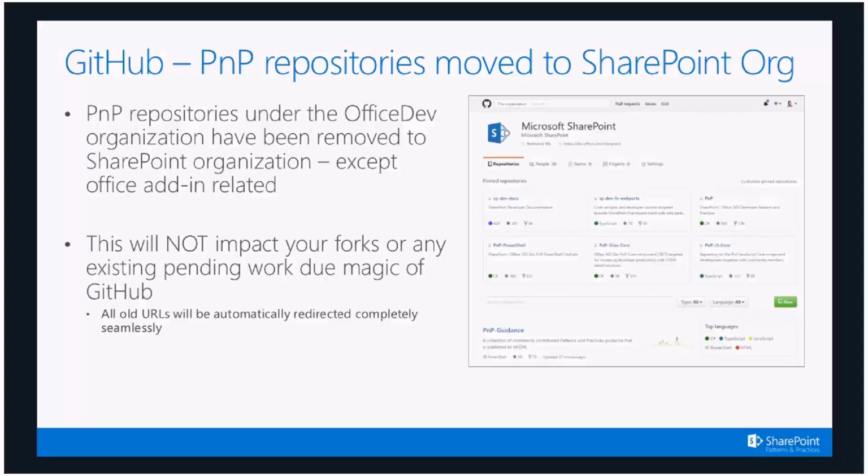All of the PnP repositories have now been moved from the Office Dev organization to the SharePoint organization. This is really around the fact that PnP is owned by SharePoint engineering, which wasn't the case in the past, or last year. The ownership was changed during summertime, and we've been working on this transition for quite a long time. After testing that with the PnP.js core repository and finding out that it doesn't impact anything, we were able to do this without causing any issues for anybody who's using our stuff from GitHub.